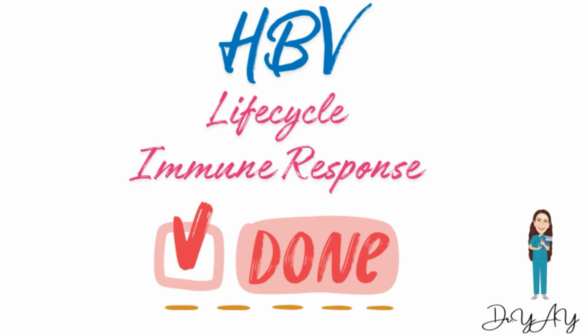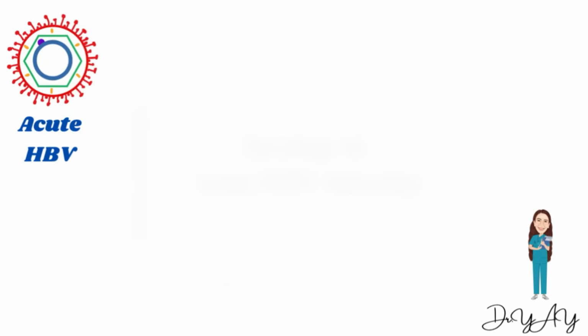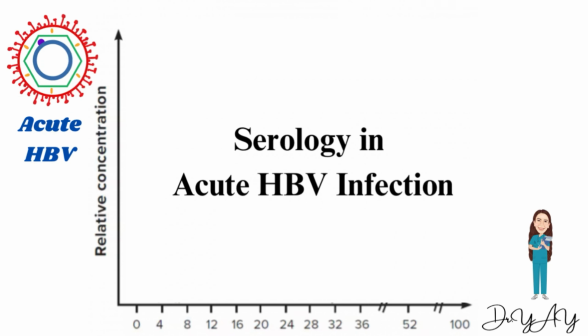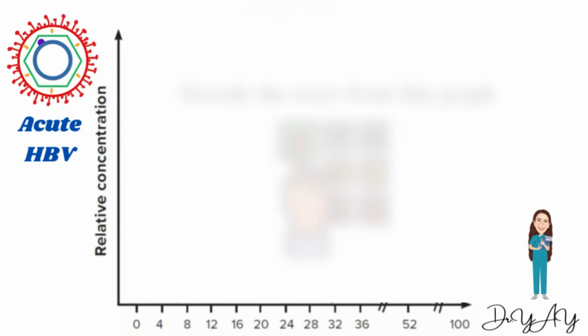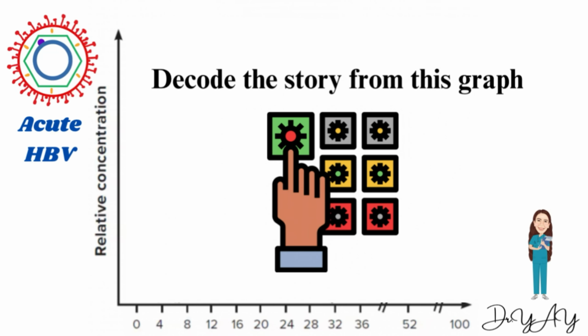And now, since we're familiar with the viral life cycle and the immune response against it, let's put the virus journey on this graph, where we'll illustrate the rise and fall of different markers during the acute hepatitis B infection. And if you get to know how to read it, you will decode the entire story from this graph.